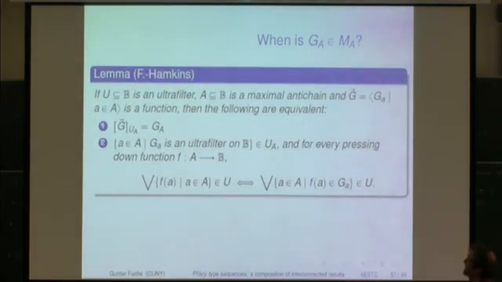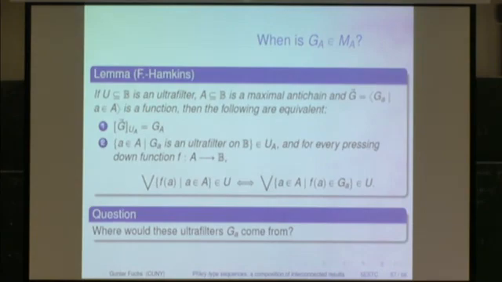So here is a criterion. What does it mean for G sub A to be in M sub A? Well, there has to be a function that represents this G sub A, and you can write down what that function has to satisfy. The function, let's call it vector G, is G sub A little a for a in A, and we want the equivalence class modulo U sub A to be G sub A. You can just calculate and see what that means. It means that for every pressing down function f from A into the Boolean algebra, that means that f of little a is always below a, the supremum of the f of a's is in U if and only if the supremum of the a's such that f of little a is in G sub little a is in U. Okay, so this is equivalent.